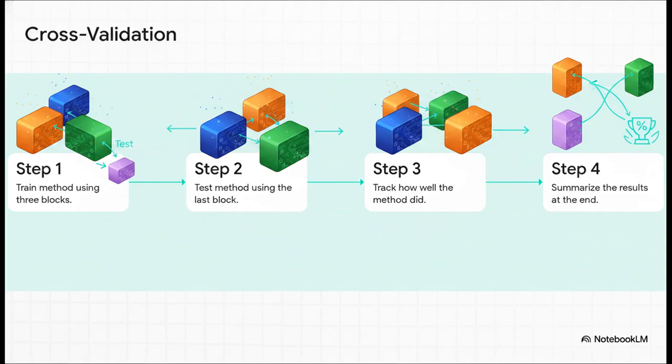Step 1, we use the first 3 blocks to train and the last block to test, tracking how it does. Step 2, we rotate. We use a completely different block for testing and the other 3 for training, tracking the performance again. Step 3, we just keep rotating until every single block has been used as a test block exactly once. Step 4, we summarize the final results across all those rotations. Absolutely no data is wasted and no test block is left up to random chance.